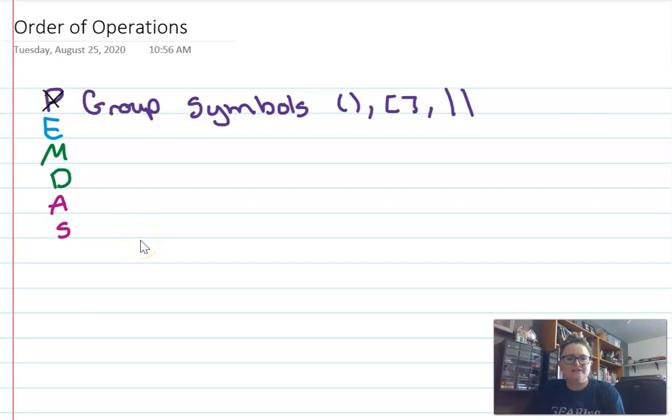The next letter is E, and if you remember, it stands for exponents. And remember, exponents are the little number up top. It means multiply by itself that many times. So if you have 2 to the third power, the 3 is the exponent.